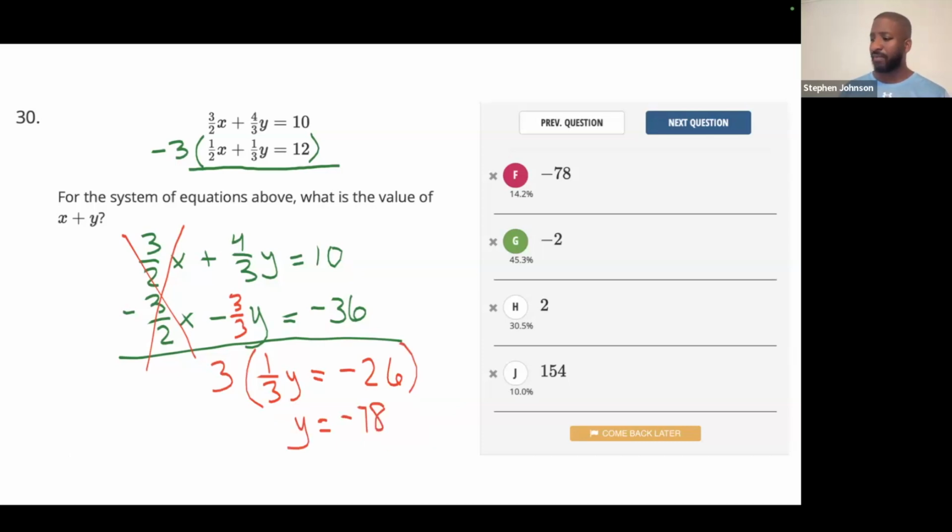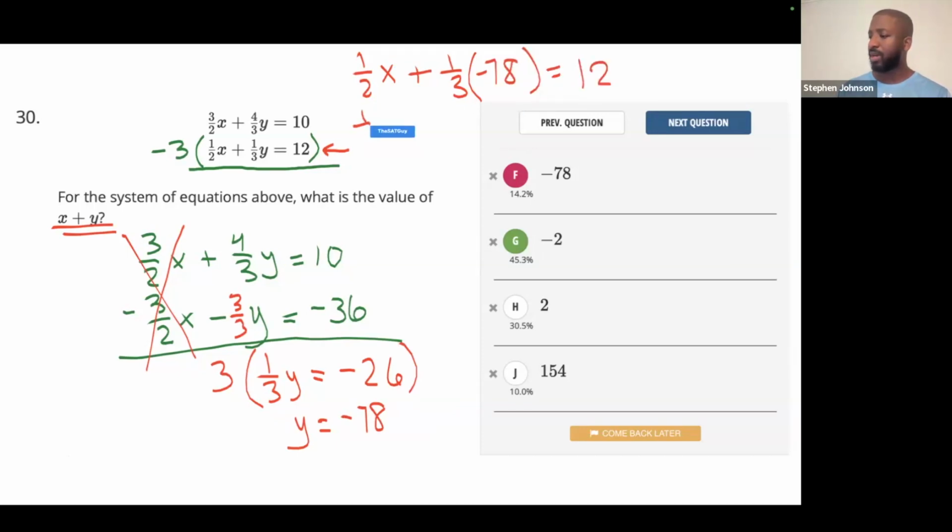So I want to solve for x as well because we want x plus y. So then I am going to say, well, if y is -78, then which one do I want to use? I'm going to use the second equation here. Then that means that 1/2 x plus 1/3 times -78 is equal to 12.